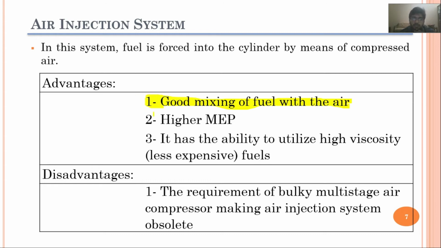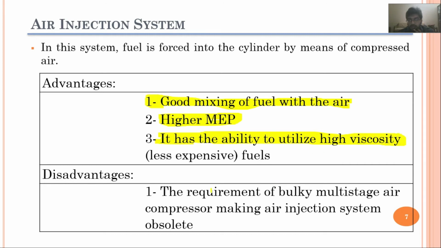Second, they give higher mean effective pressures. Third, and it is also a very important advantage, it has the ability to utilize high viscosity fuels. These high viscosity fuels are called low grade fuels, meaning they are not good for IC engines, but they can be used when we have an air injection system.